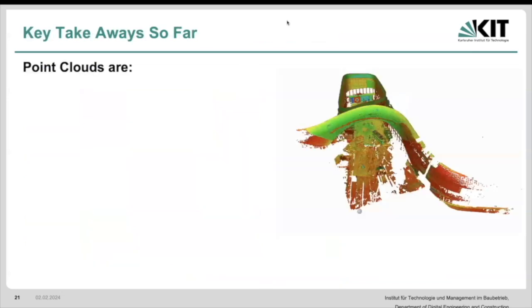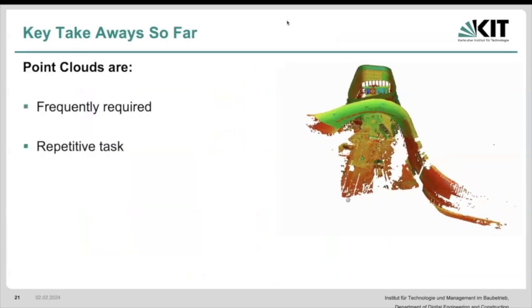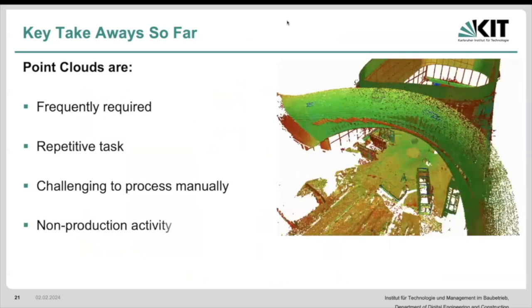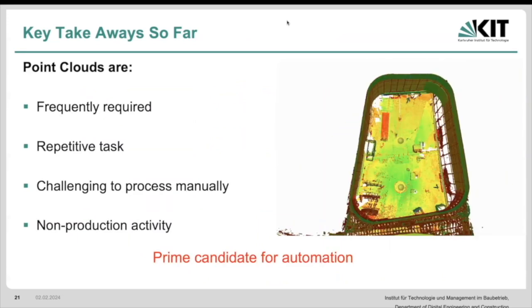So what do we get? Right now, we have identified that point clouds are frequently required, a repetitive task, challenging to process manually, and a non-production activity. If you can minimize this, that doesn't mean that it's not valuable, because if you have a mismatch of some sort, a discrepancy, and you can identify it earlier on, that's much better than identifying it later on, both in terms of liability and in terms of meeting the project credentials, right?